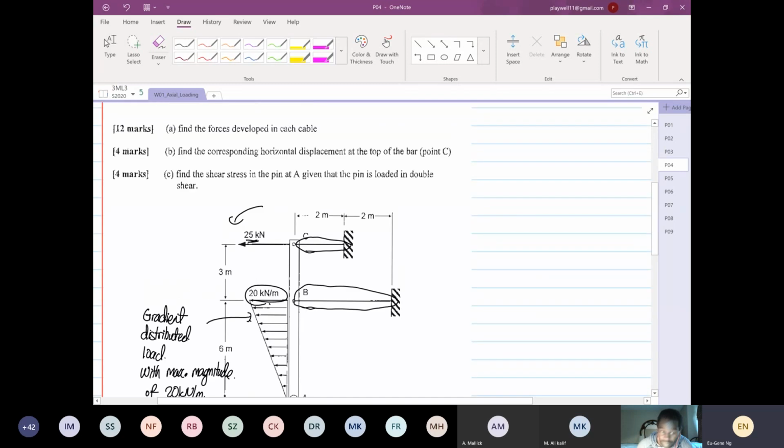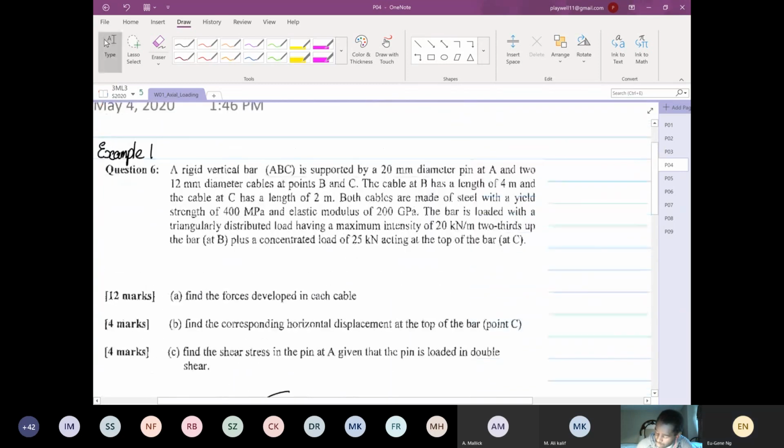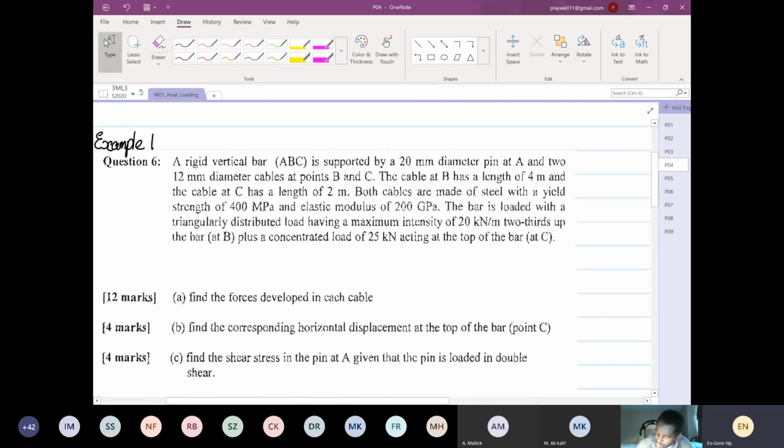So I'm going to explain what a gradient distributed load is, but there are more things to that. The first thing to see is rigid. The words like this mean something in structural analysis. What do we mean by rigid?